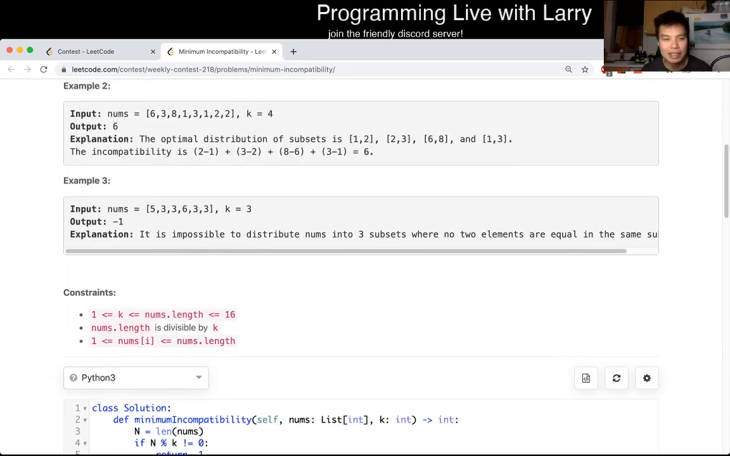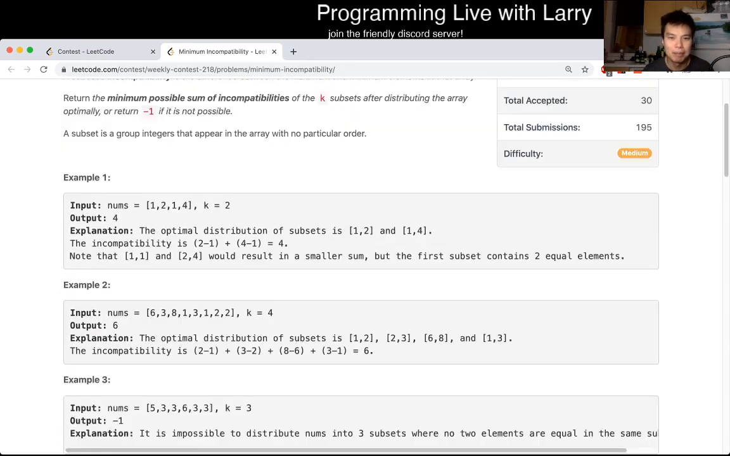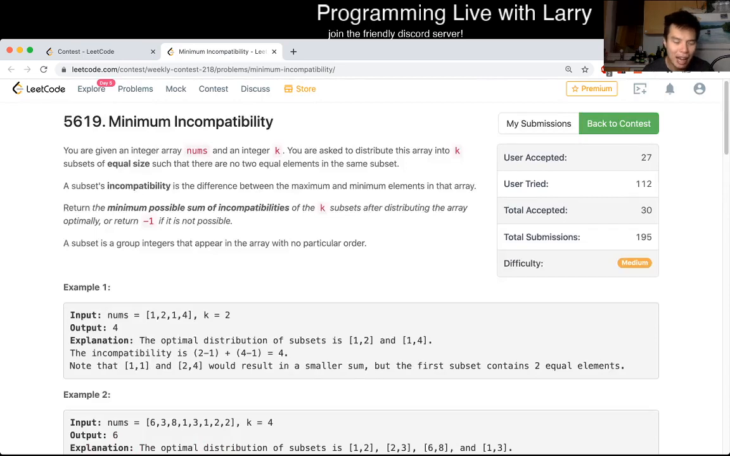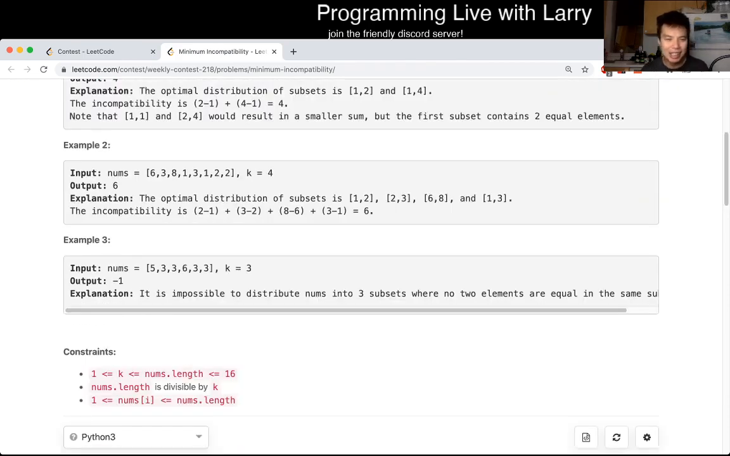But the idea is that, okay, n is equal to 16. If you take n divided by k elements at a time, like basically you create one group at a time, would it be fast enough, right? And the short answer is yes.